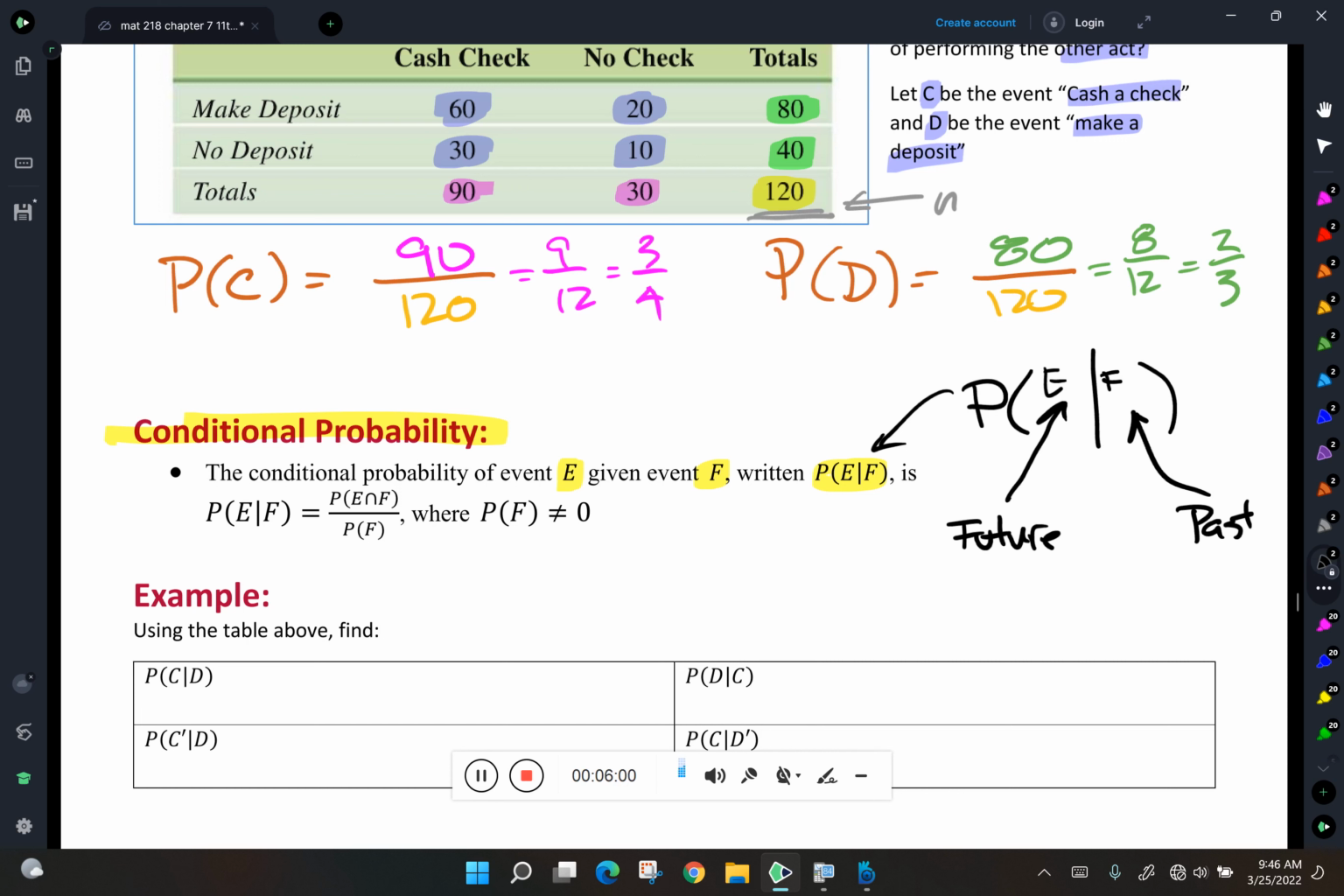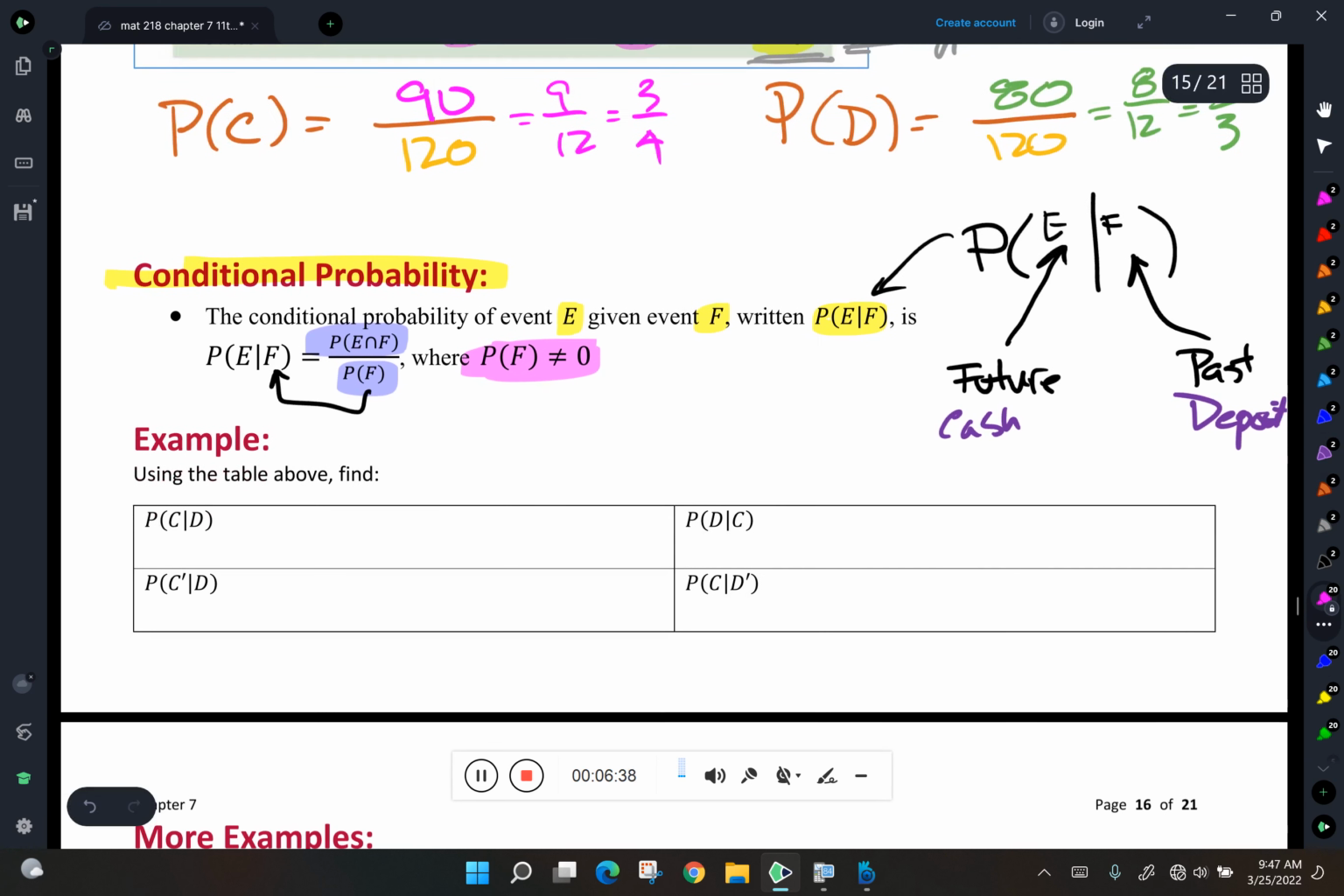Right? And so we're going to ask things like, what's the probability that you cashed a check if we know that you made a deposit? So then the left-hand side thing here would be the cash a check, and this would be that you made a deposit. Right? And the way that we calculate this probability is we take the probability of the intersection of the two events divided by the probability of the event that we know occurred. Right? Now, of course, because we're doing division here, the probability of F can't be 0, otherwise this whole thing is dumb, because you can't divide by 0.